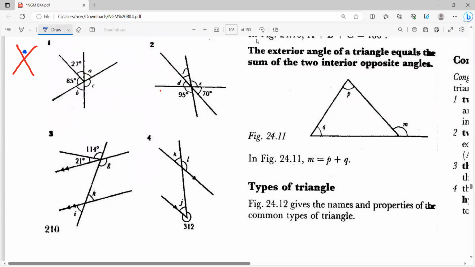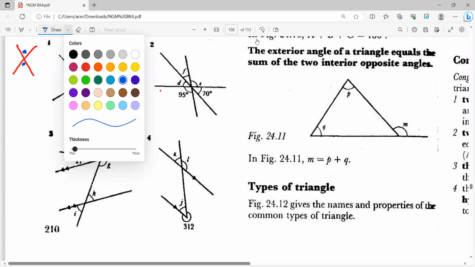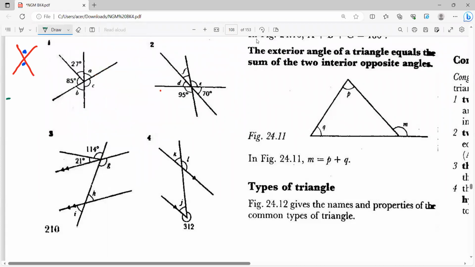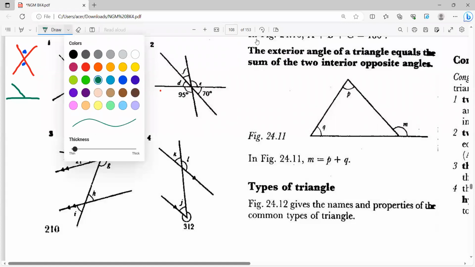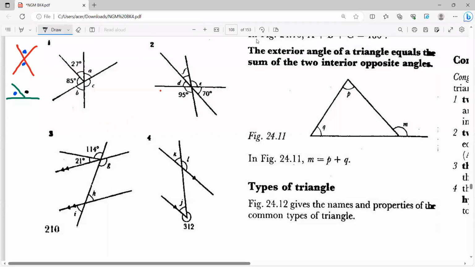So we have these vertically opposite angles, and we also have angles on a straight line. So these are the two rules that can be applied to this case. Now, what I am going to do is I'll help you find all these angles.